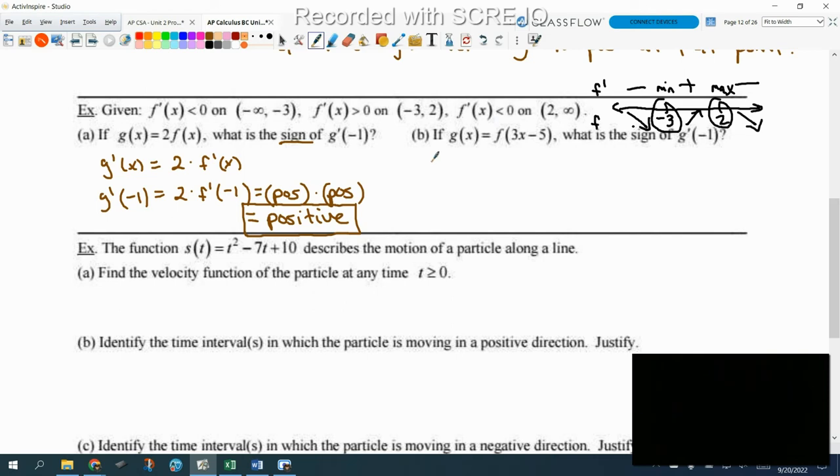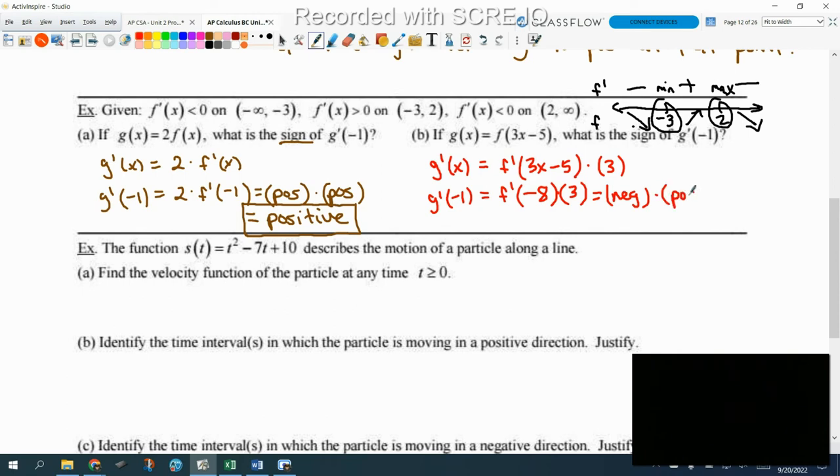All right, so same as last problem, we're going to take the derivative. g prime of x is equal to, we take the derivative of f, we keep the inside the same, 3x minus 5, and then we don't forget the chain rule, we multiply by 3. All right, so g prime of negative 1 is equal to f prime of, plug in negative 1 for x, you get negative 3 minus 5, which is negative 8, times 3. All right, and then f prime of negative 8, so that's over here on the left side. That is a negative number. 3 is a positive number, so it's a negative times a positive, which is a negative.